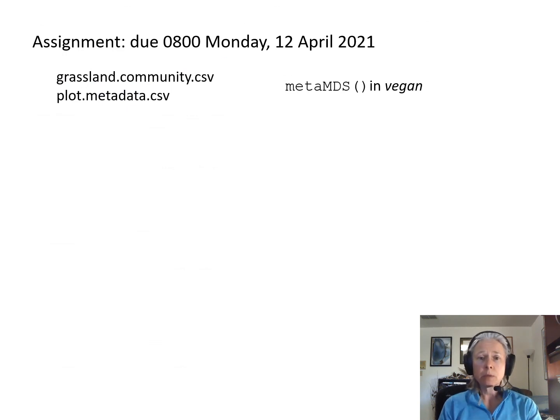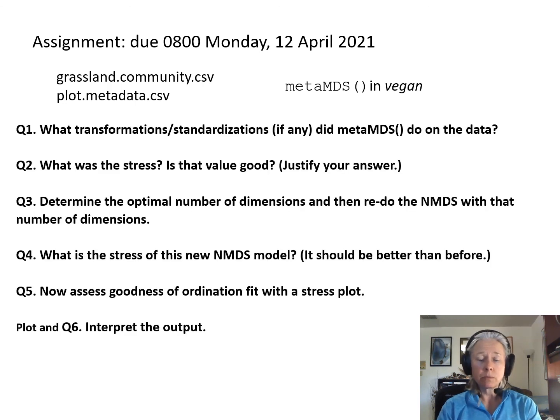So for your assignment, you're going to be working with the grassland community data and the site by environment data associated with it from the plot.metadata file. And you're going to use MetaMDS from vegan. That is probably the most commonly used function and package to do NMDS in R. To answer the following questions. Remember that MetaMDS automatically does any transformations or standardizations if needed, and so you're going to determine what did they do, what was needed. Then look at the stress value, and is that value good?